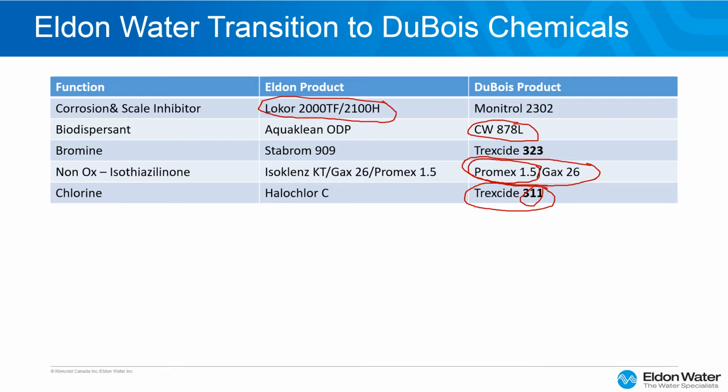So please pay attention to labels with all these chemicals and understand exactly what you're putting on. Make sure the label matches. If there's any questions, reach out to Eldon Water or OEHS, and we'll make sure, or your ADs, and we'll make sure that things are transitioned properly.